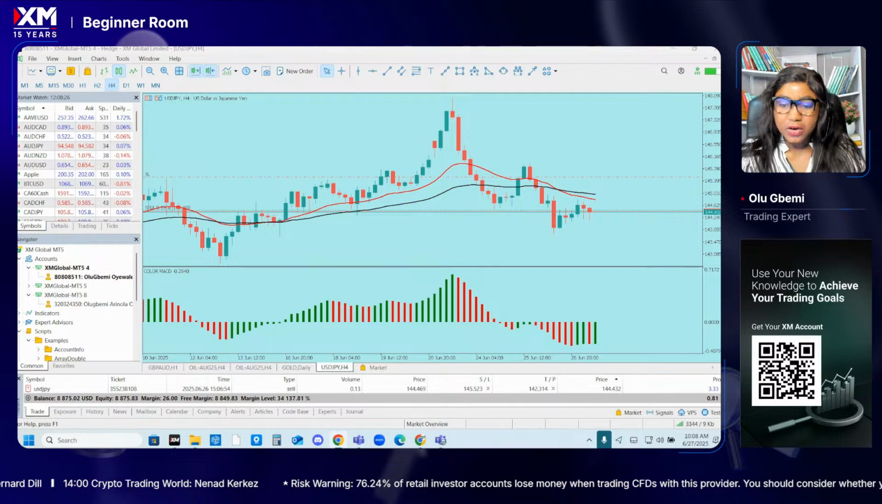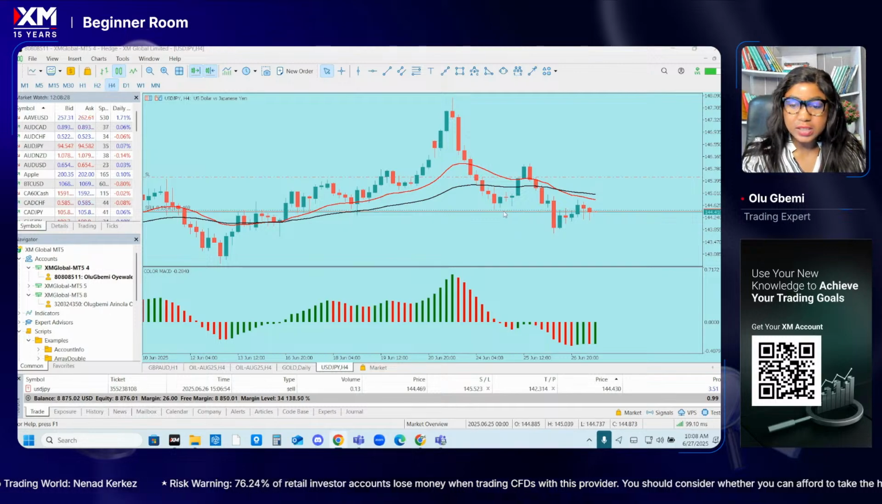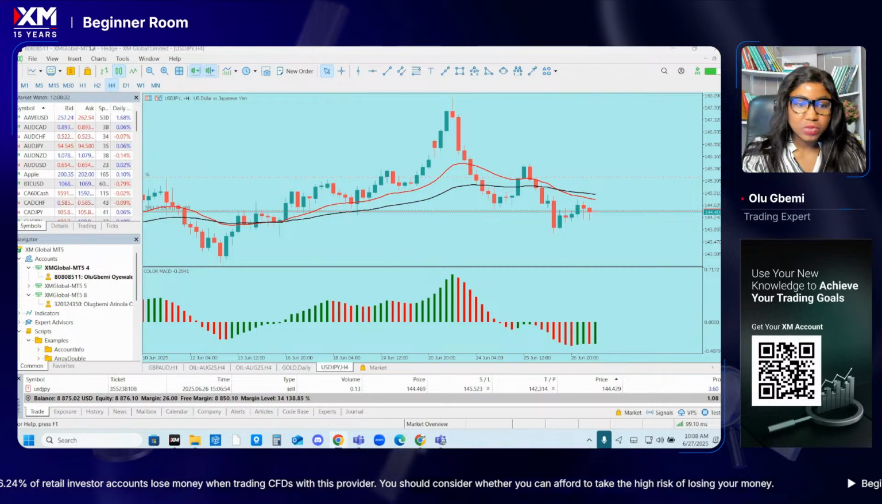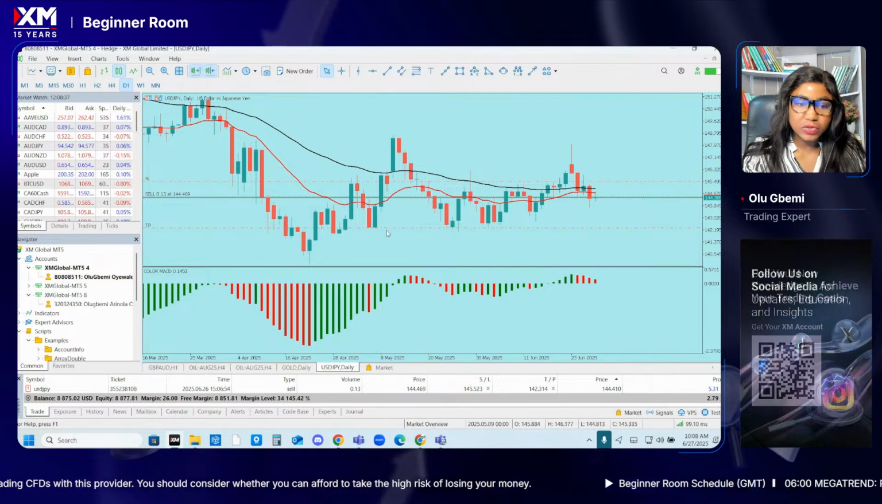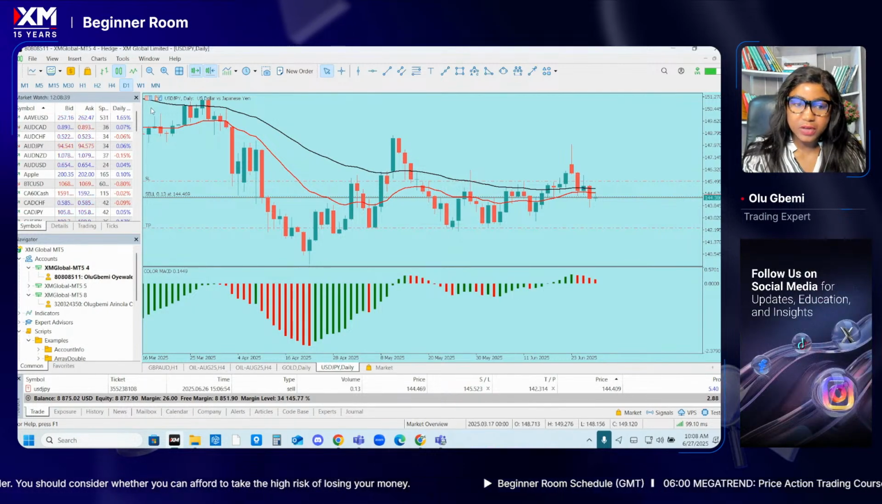Okay, so that's it for USD/JPY. I have a sell there because I'm expecting that the price will move to the downside, and one of the reasons is the head and shoulders pattern we have there.